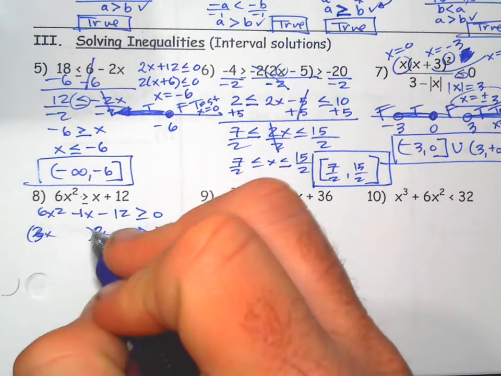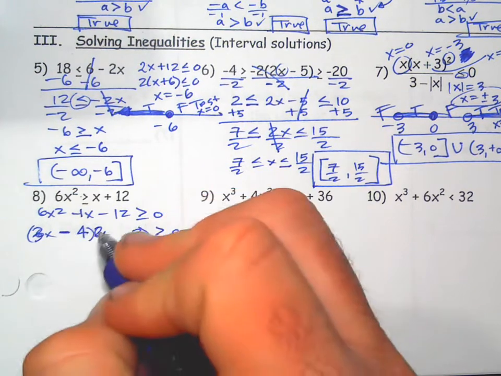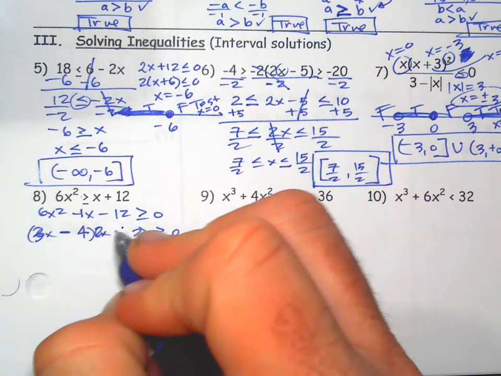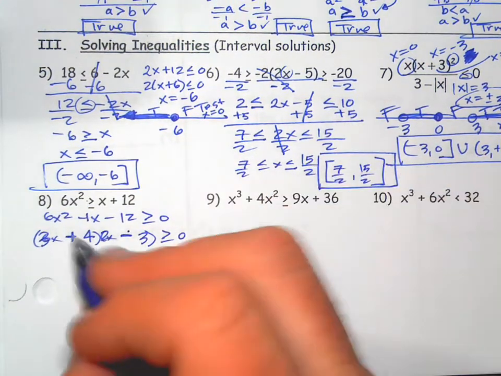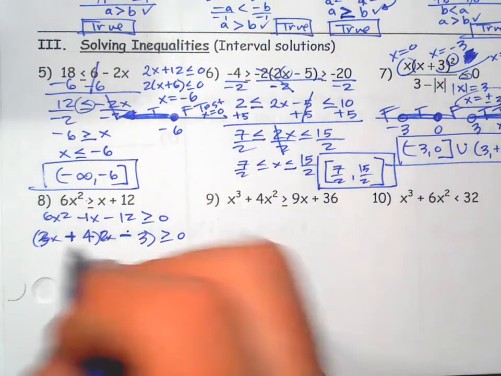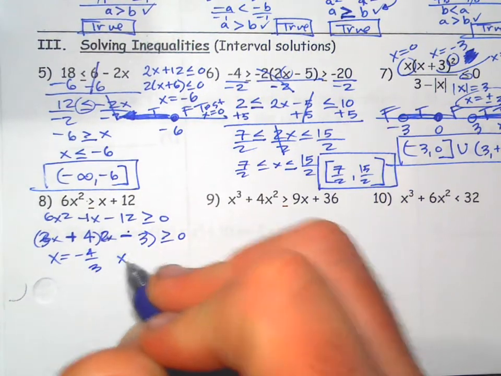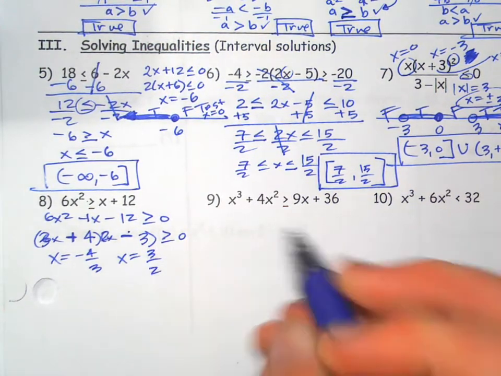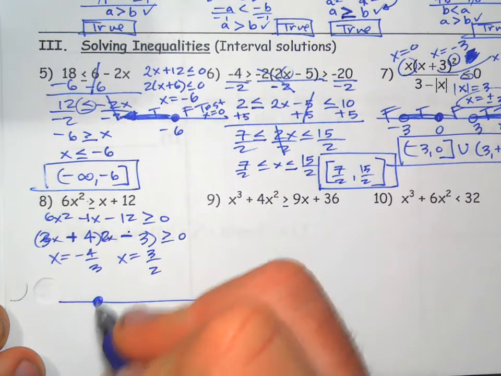3 here, 4 here. You need a negative, so it's going to be negative 8x. No. Negative 9x plus 8x. Check your answer. Refoil it. See if you get what you started with. So x equals negative 4/3 and x equals 3/2. So we're going to do a number line. There are going to be solid circles.